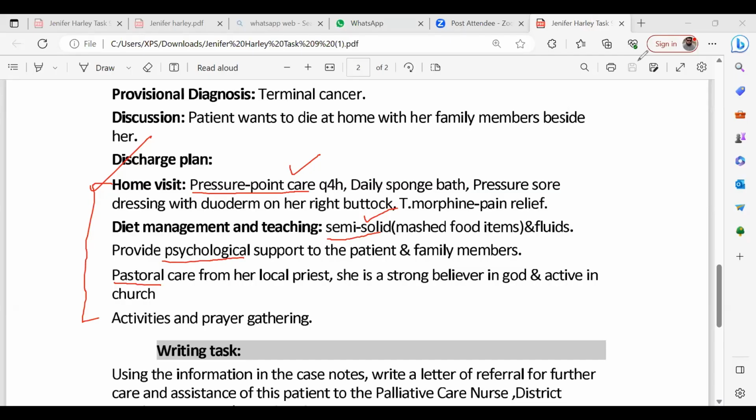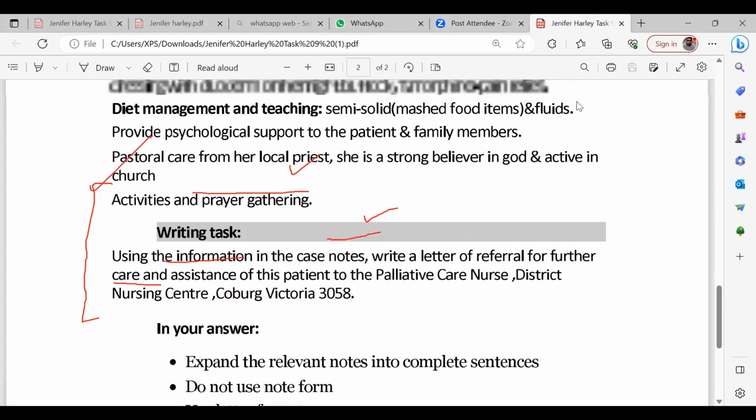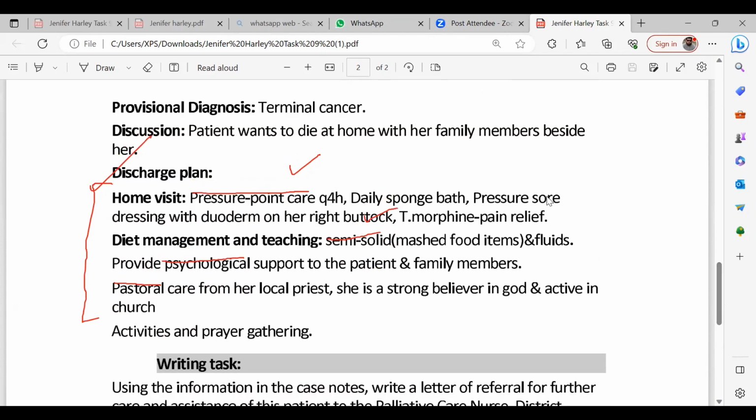So what we can see there, whenever we are writing the case notes, we should go to the bottommost part. We need to see who is the recipient. We are writing to the palliative care nurse, and for further care assistance we are writing, right? Accordingly, we have to go and read the case notes. In this part, we can see what we have to write down.